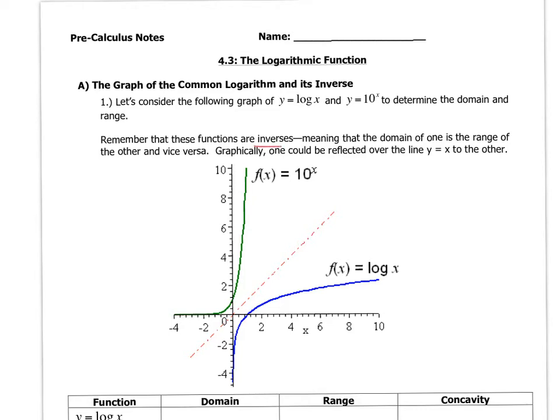these graphs are inverses of one another, meaning that the domain of one is the range of the other and vice versa. We'll use that fact when we find domain and range.